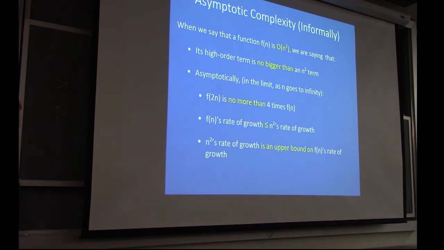So when we say that f of n is O of n squared, we're saying several things. One thing is this is informally speaking. We'll do a formal definition later. What we're essentially saying is its high order term is no bigger than an n squared term. Okay? So is n squared O of n cubed?